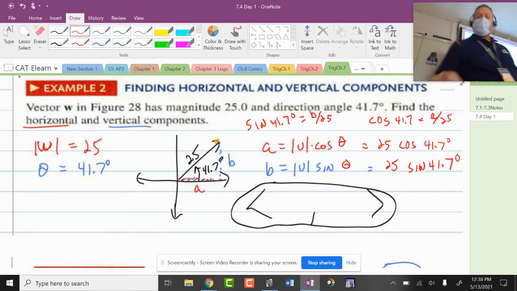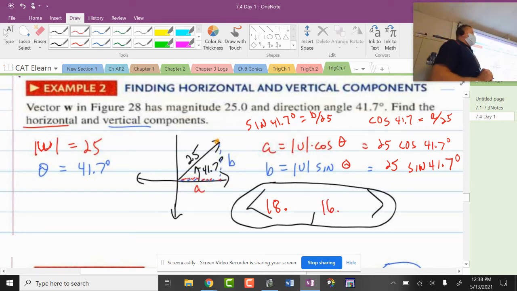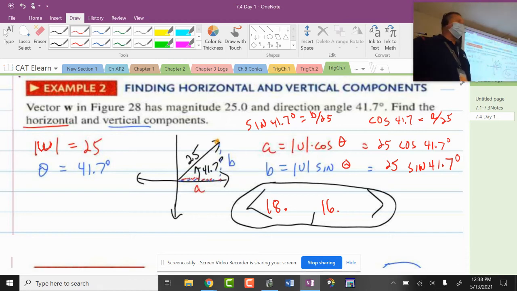I think the other class told me it was 18. Did anyone type it? Going off of memory. It was 18 point something and 16 point something. No one? We're just going to sit here and stare at each other. At least we got a friend over here. And here.